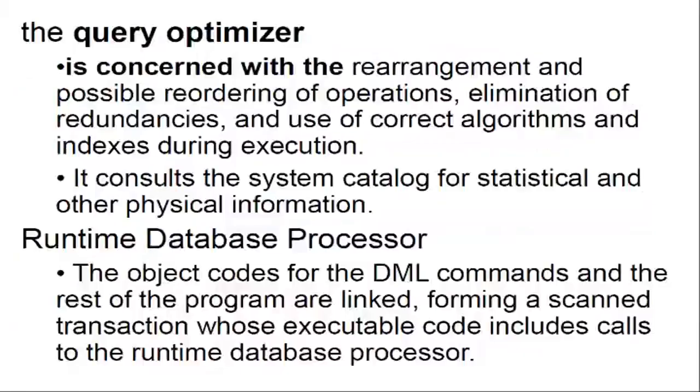And we spoke about what a query optimizer is. It is a rearrangement and possible reordering of operations. When you write any query, the same sequence will not be followed in the database management system. The database management system will arrange your query in an efficient manner. It will do some small alteration so that the query can be executed quickly. That particular process we call the query optimizer. That is elimination of redundancies and use of correct algorithms and indexes during execution.